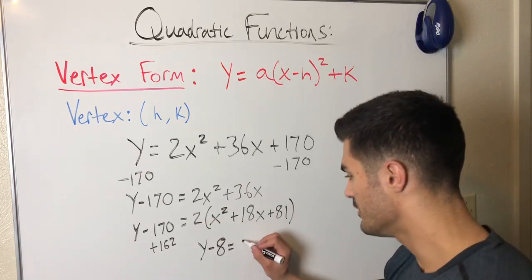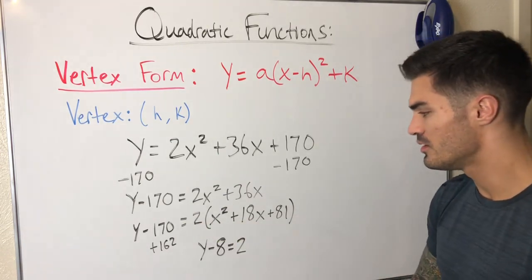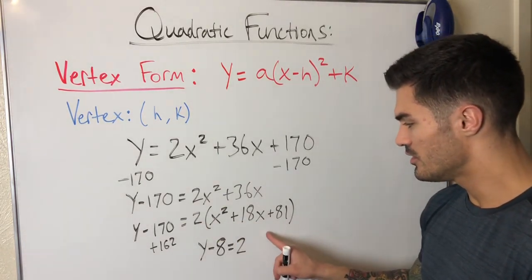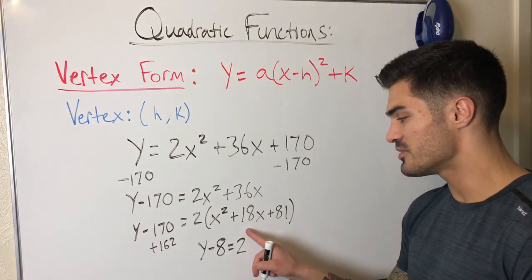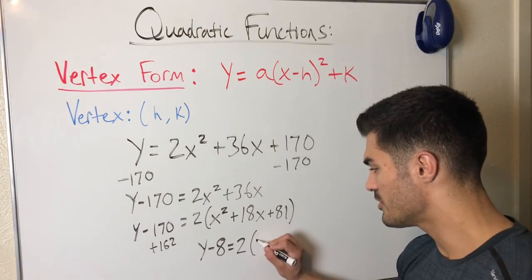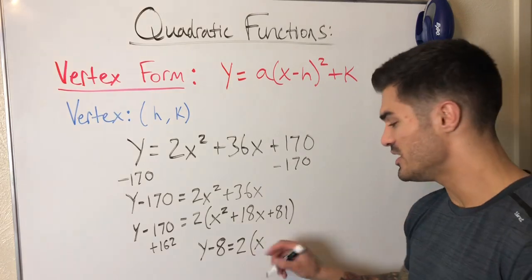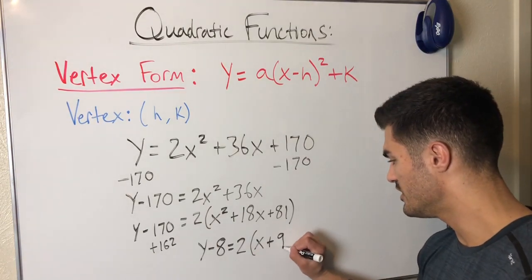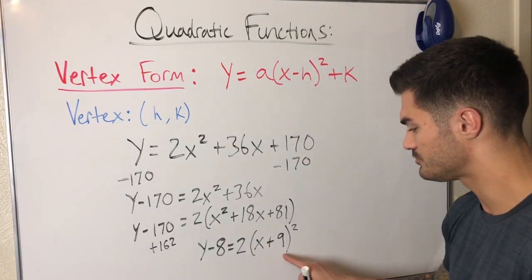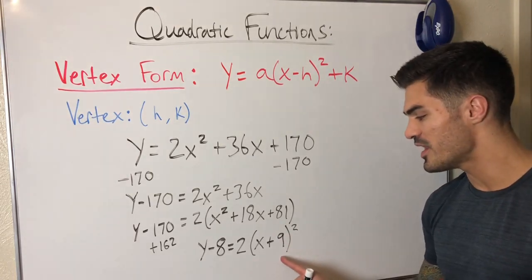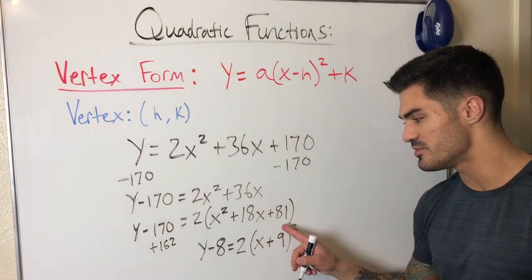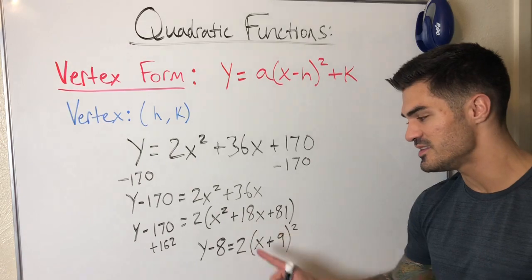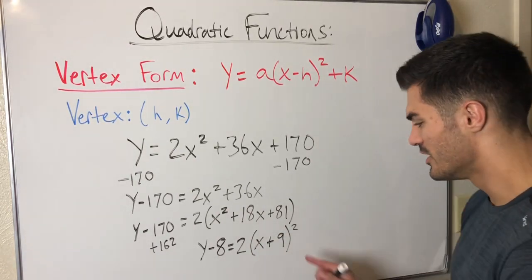I have my 2 out here, 2. What am I left with in here? Well, remember that b over 2, that was 9. And there's a trick. Remember that 9, that half of b, is always what's in here, in the binomial squared. So that's a little trick. And if you don't remember that, you look for 2 numbers that multiplied together to be 81 and added together to be 18, and that would give you 9 as well. But that is a little trick.